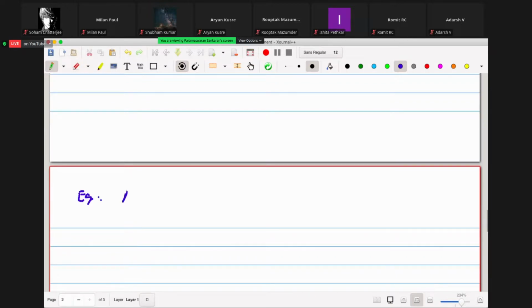A hen lays N eggs, capital N, where N is a random number which follows, I write only briefly, N is Poisson distributed with parameter lambda. In other words, the number of eggs that a hen lays follows a Poisson distribution.